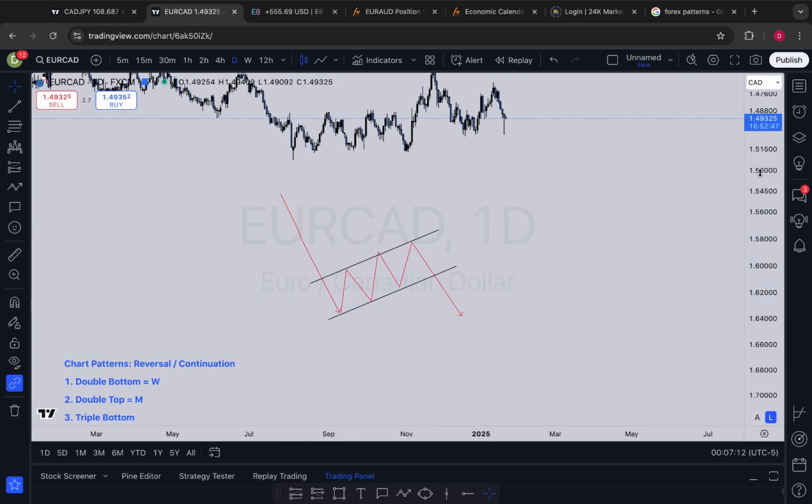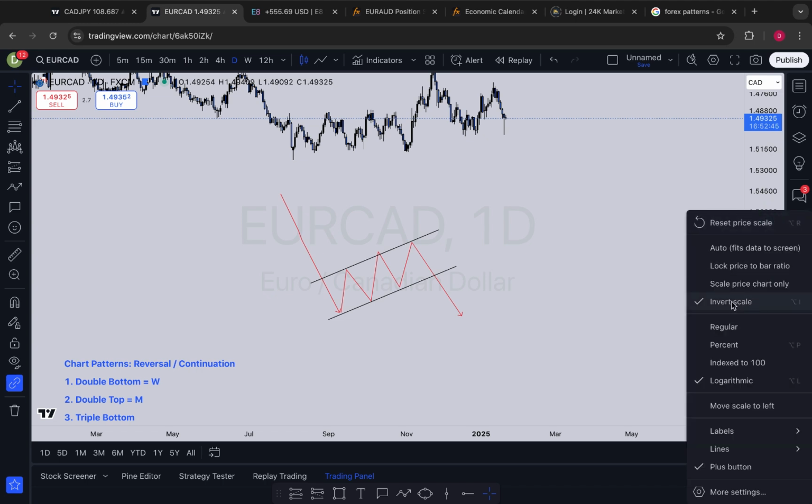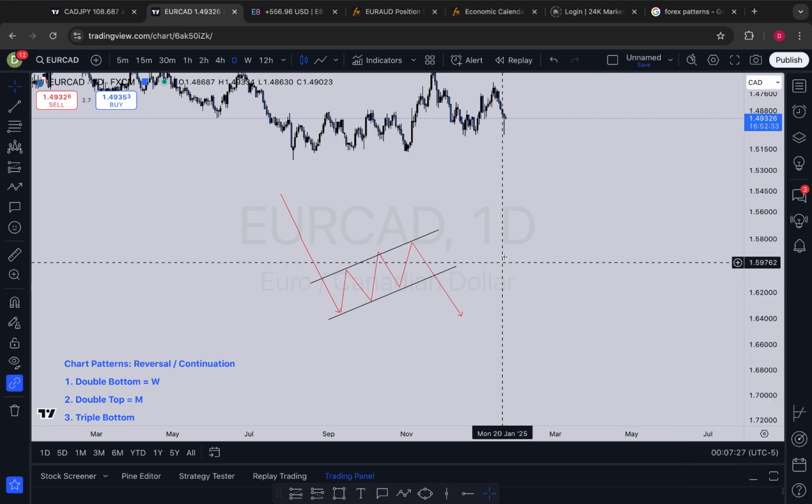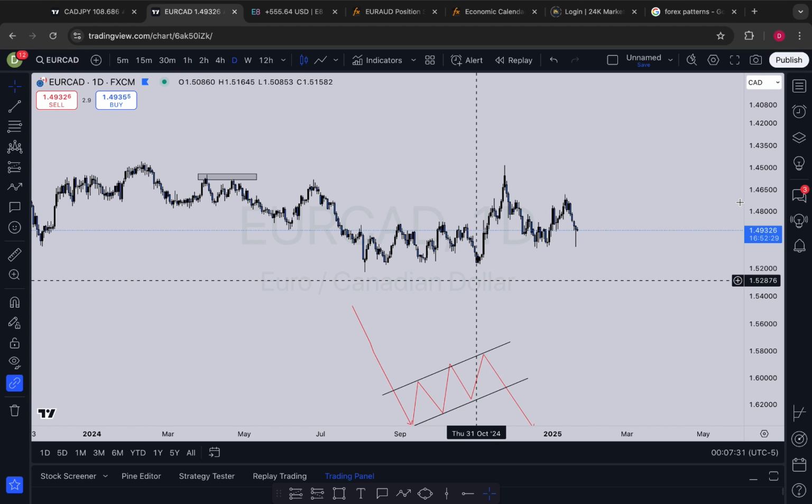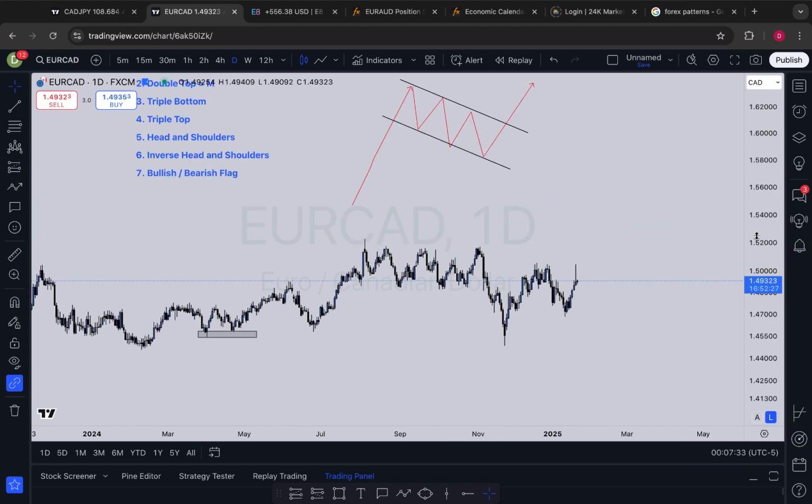If you need to do this, just right click on the scale, invert scale, and there's a shortcut, Command I for invert, or is it Control I? Sorry. Control I, and it'll flip the whole chart upside down. It's still bullish. The blue's still bullish, it literally just flips it inverse.